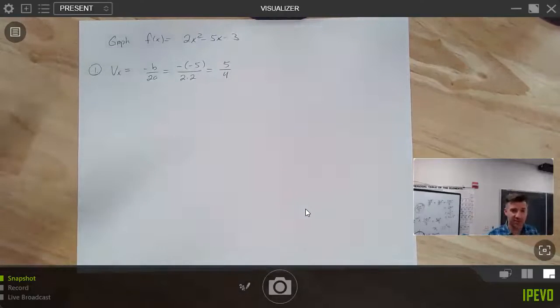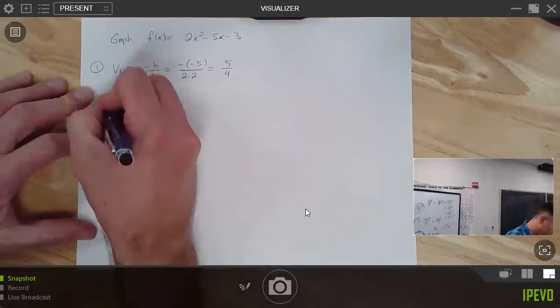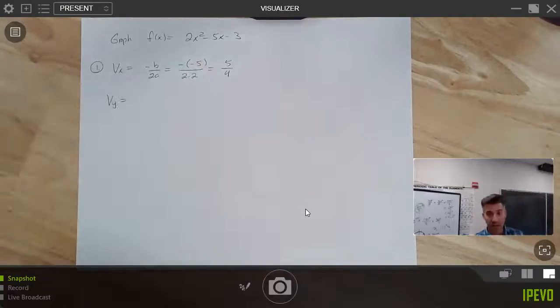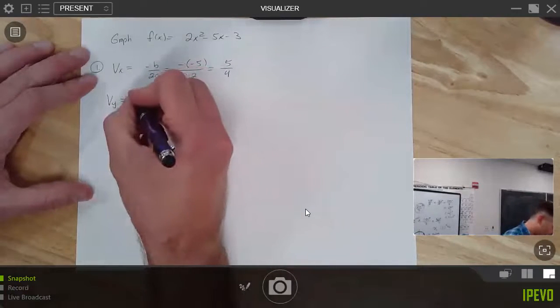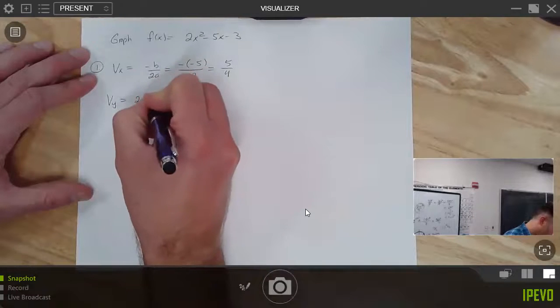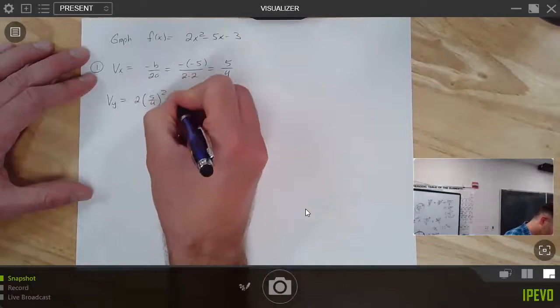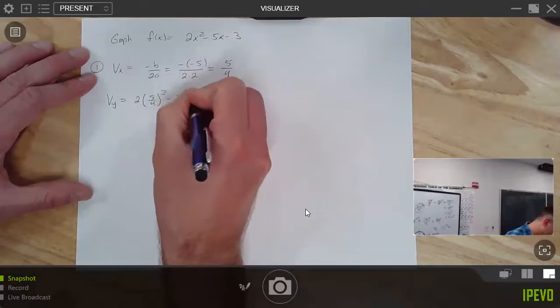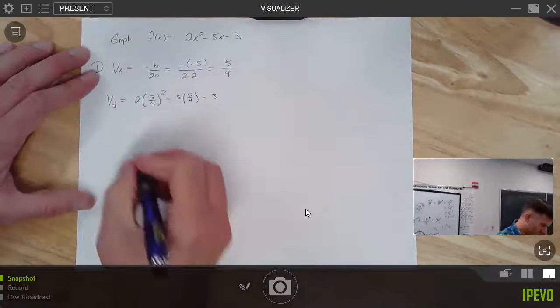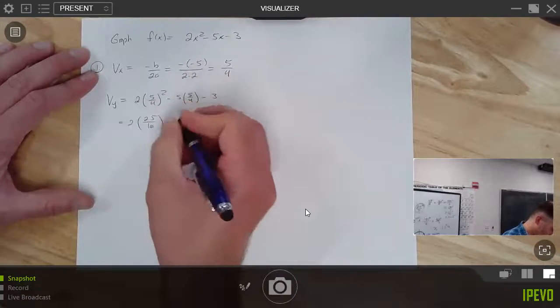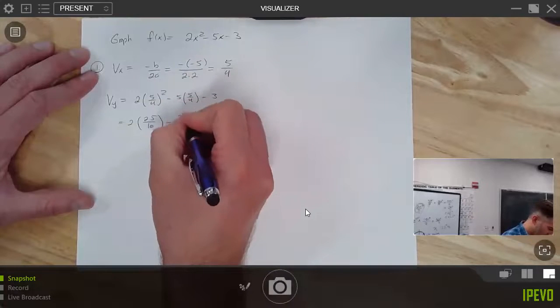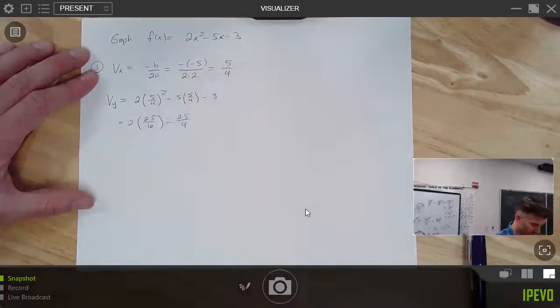Things are a little dicier when there's fractions. The y coordinate, again, whenever you're finding the y coordinate of the vertex, you are just plugging back in the x coordinate to the function. So it's going to be 2 times 5/4 squared minus 5 times 5/4 minus 3, which is going to be, let's see, 2 times 25 over 16. 5 times 5/4 is 25/4, right? Because it's really 5 over 1, minus 3.